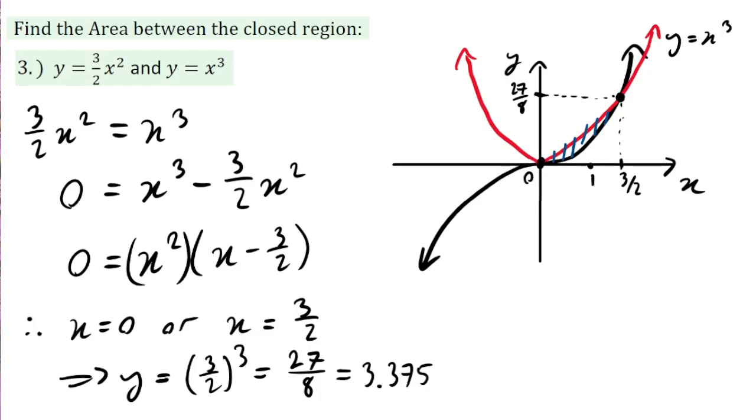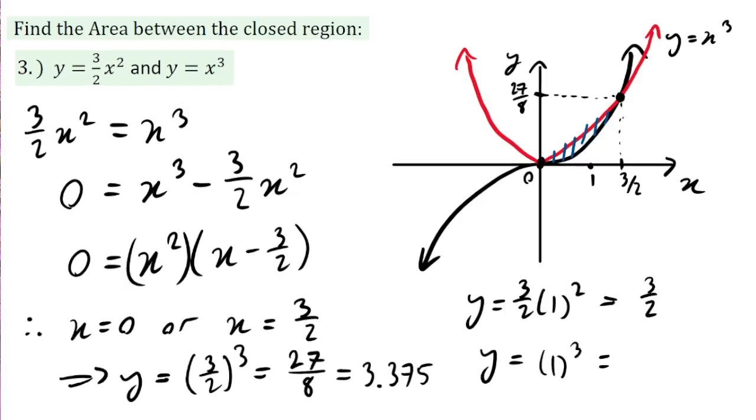Okay. We're going to take x equals 1, and we're going to substitute it into both of the functions given. So let's plug it into y equals 3 over 2 x squared, and plug in 1. I chose 1 because it's the easiest to work with. This y value is just going to be 3 over 2. But if we plug it into our other function, which is y equals x cubed, then we're going to have 1 cubed, which is equal to 1.